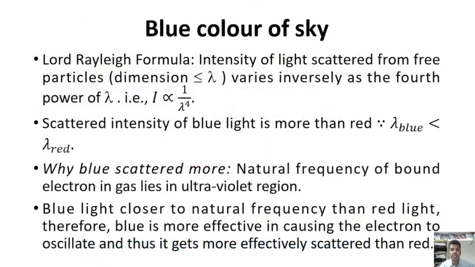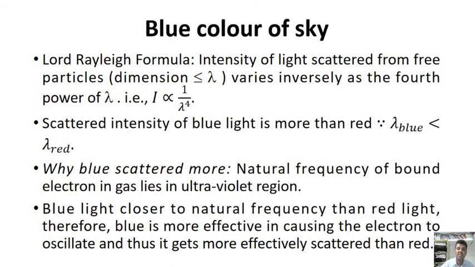That is due to polarization. Blue color of the sky: here we use Lord Rayleigh's formula. The intensity of light scattered from free particles varies inversely as the fourth power of the wavelength. The scattered intensity of blue light is more than that of red light, since lambda blue is less than lambda red. Why is blue scattered more?